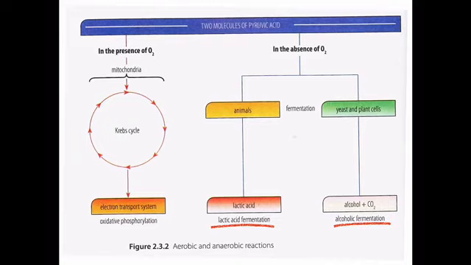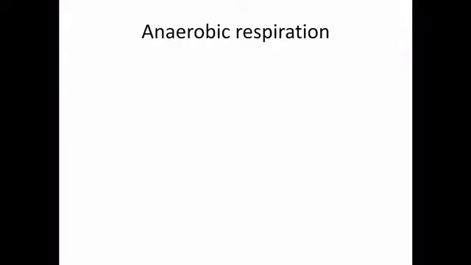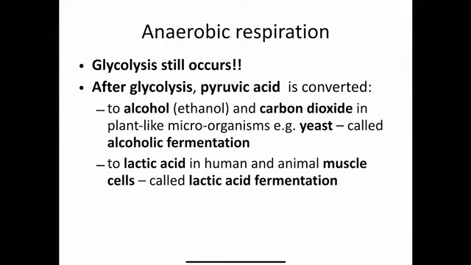Just to point out to you, when the product is lactic acid, the type of anaerobic respiration is called lactic acid fermentation. And when the product produced is alcohol, we call it alcoholic fermentation. So they're both fermentation processes, but they're slightly different and they produce different products at the end. So glycolysis still occurs, pyruvic acid is produced, and it is then either converted to ethanol or to lactic acid. If it's converted to ethanol, carbon dioxide is also produced, and that's known as alcoholic fermentation. If lactic acid is produced, no carbon dioxide is produced, and that is called lactic acid fermentation.